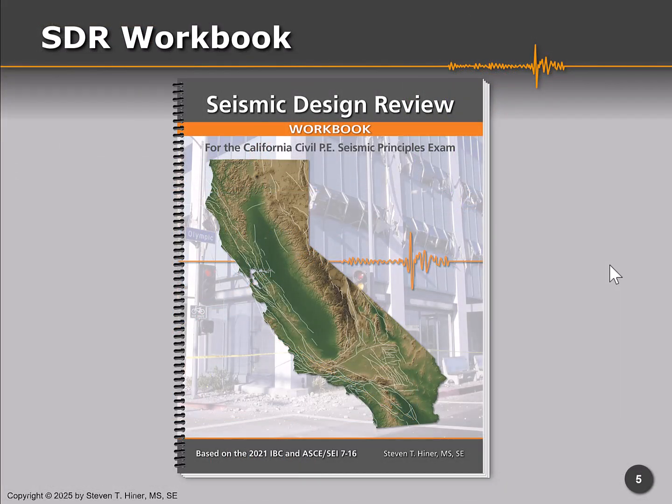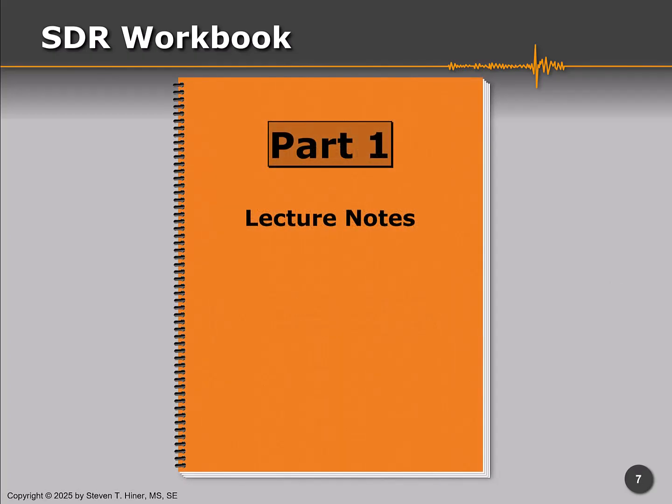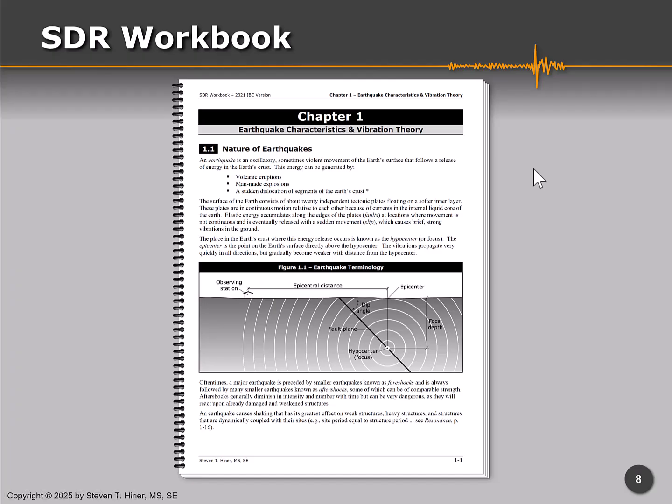So in terms of the workbook, the latest printing is October 2024, the second printing. And what you'll see is there's 5 colored divider sections. The first one is for the lecture notes. That's what gives you the basis for the information that you're going to use in conjunction with the IBC or CBC and ASCE 7-16 to solve problems, whether it's the example problems or multiple choice problems or practice exams and so forth.